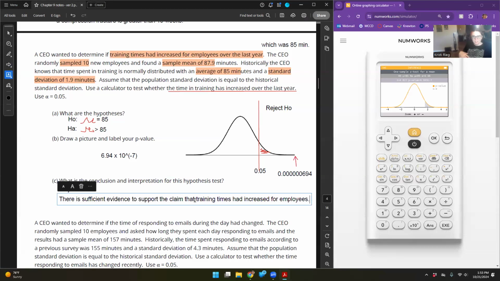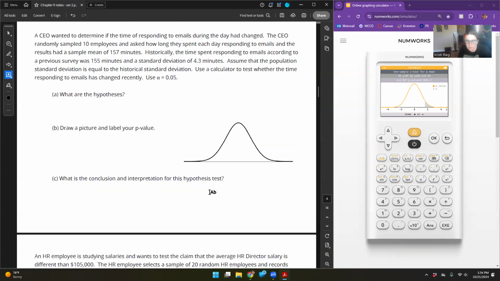You could add the rest. You could say has increased for employees over the last year, which was 85 minutes. I was only including that to get our part A, our null and alternative hypothesis. It's not 100% necessary to have in the conclusion. It's just helpful to have it for part A. Okay, these are deceptively long, I would say, because this doesn't look like it takes up that much space. The amount of time that goes into these problems is a little longer than half a page looks like.